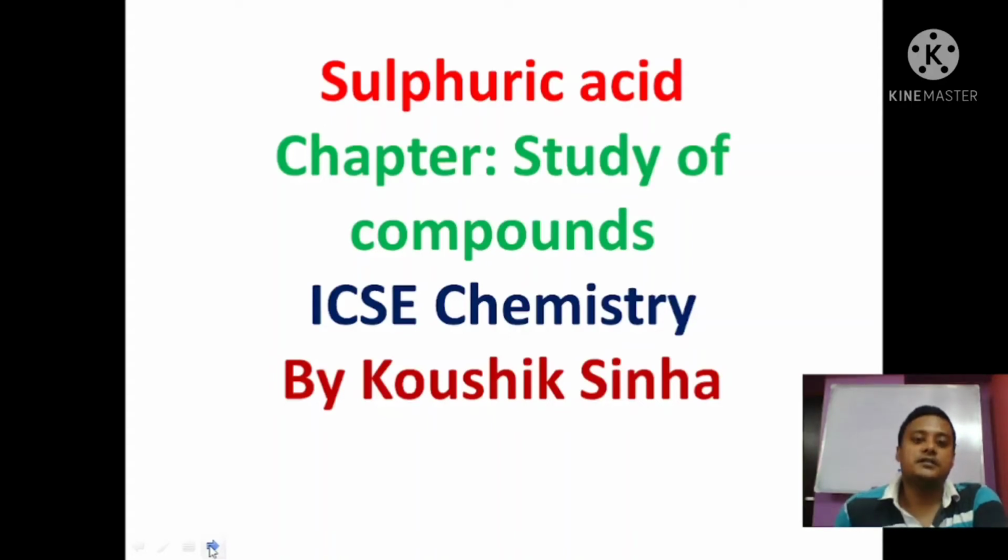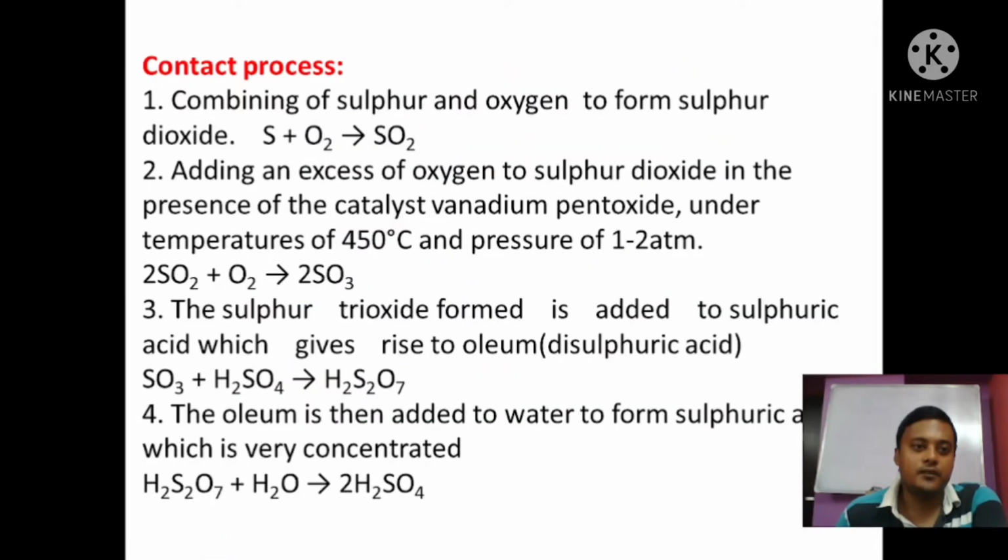Today we will discuss the chapter study of compounds, sulfuric acid, in ICSE Class 10 chemistry. First we have to discuss the contact process, the industrial preparation of sulfuric acid. Now there are four steps. You have to remember the balanced chemical equations of these four steps.